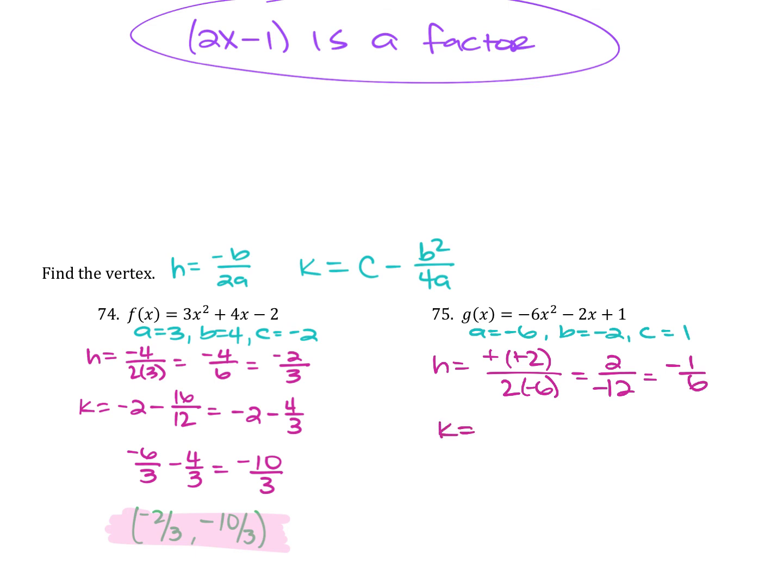Your k, you have c, which is 1, minus b squared, so 4 over 4 times a, 4 times -6 is -24. Double negatives turn into positives. The 4 over 24 simplifies to be 1 over 6, so 1 plus 1 over 6. That 1 is 6 over 6 plus 1 over 6 gives us 7 over 6. So the ordered pair of -1/6, comma 7/6 is your vertex.